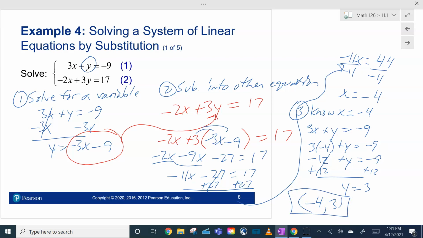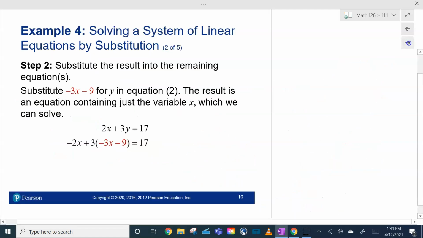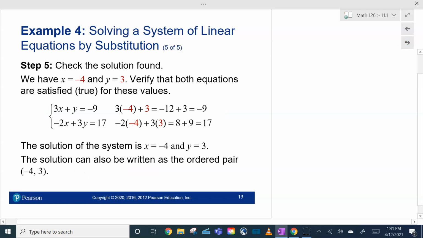And of course, if we were to check that solution, we just plug it in, right? Plug in negative 4, 3 into both of those equations. And you can see negative 9 equals negative 9, 17 equals 17. And there is your solution to that consistent independent situation there.